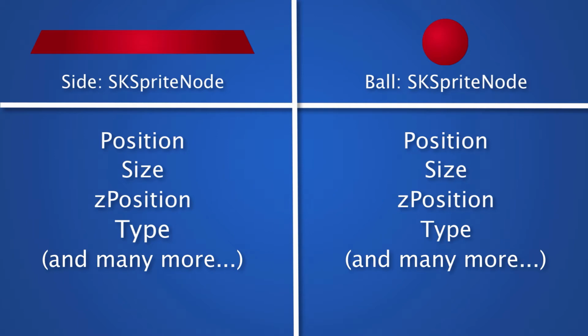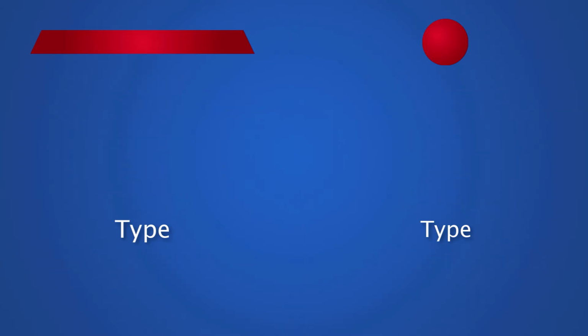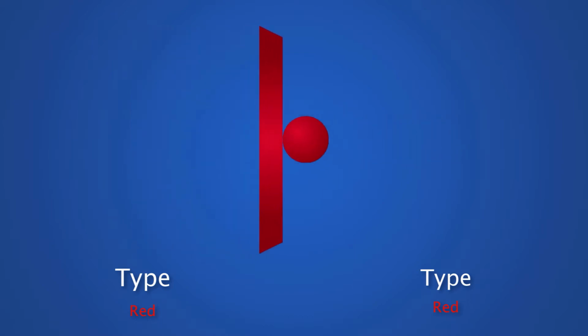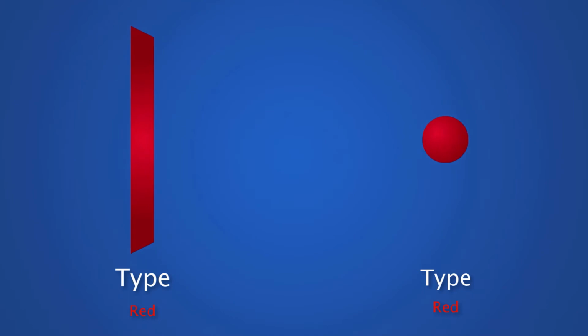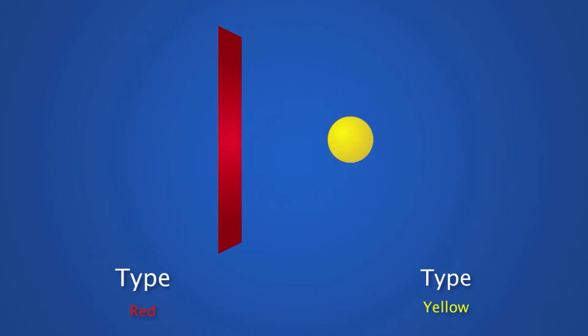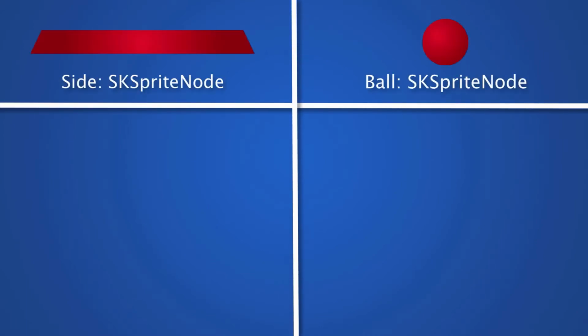Then, later in our game, when the ball hits the side, we will be able to very easily compare the side and the ball. If it's the red side, the side will have a type of red, and if it's the red ball, the ball would also have a type of red. When they hit, we can just take the side's type and the ball's type and compare them. Simple. If they match, then they're the same type. If they don't match, then they're not the same type. So that is what we have to do, and why we have to do it.